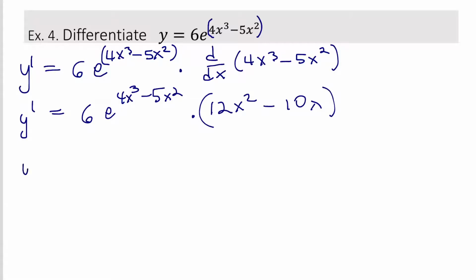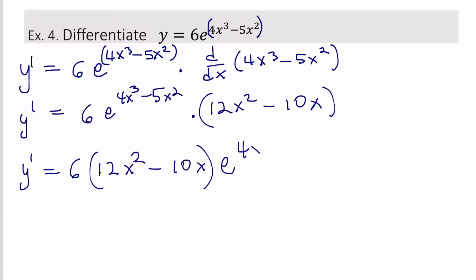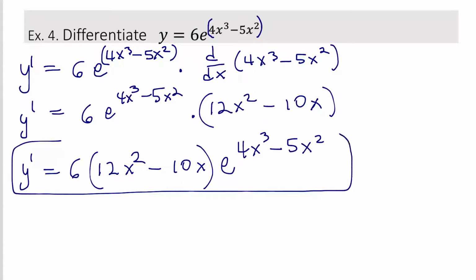All right, so let's put that out front. We've got 6, 12x squared minus 10x times e to the 4x cubed minus 5x squared. So that's what we have. Now let's just leave it like that. We could distribute that 6 into that 12x squared minus 10x, but we'll just leave it in factored form.